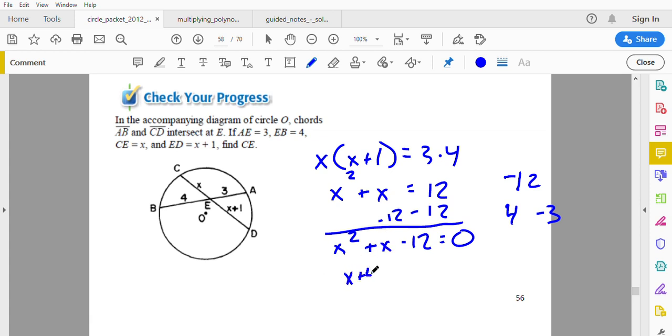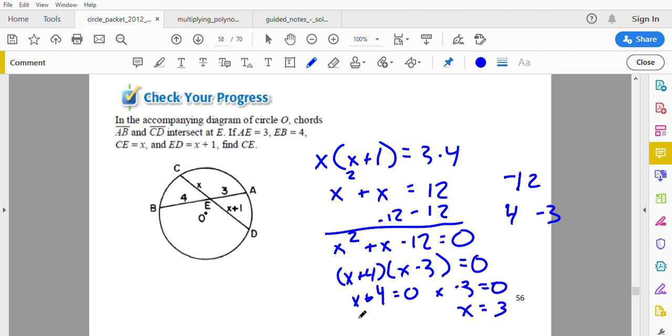So x plus 4, x minus 3. So again, what do we have? x plus 4 is equal to 0. x minus 3 is equal to 0. So x will equal 3, or x will equal negative 4. Can't be negative. So what do we have over here? We have 3 and we have 4. Okay, so in this case these actually do bisect each other. They are the same.